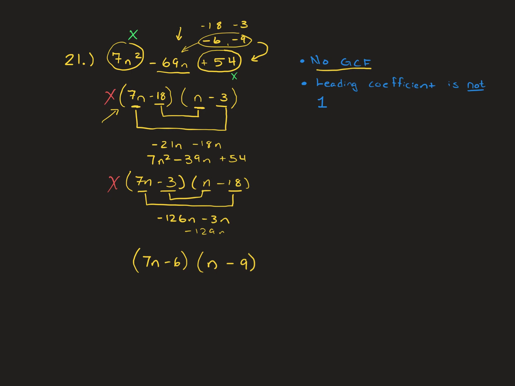But what I don't know is whether the outer and inner terms will be correct. So I'm going to try the outer term. This becomes negative 63n. This becomes negative 6n. Together, they become negative 69n. So this is the one I'm looking for.